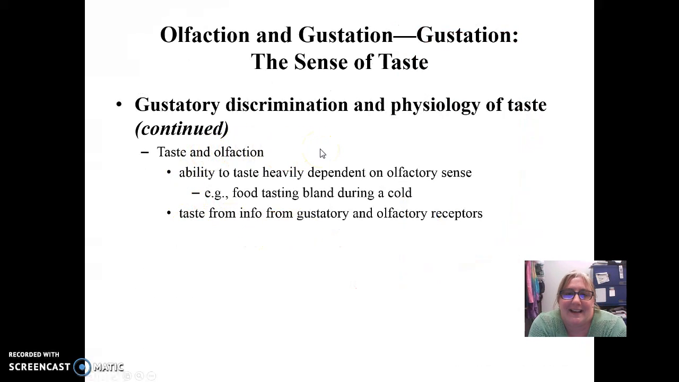Taste and olfaction go hand in hand. If you can't smell it, you're not going to be able to taste it nearly as effectively as if you were able to smell. This is why when you have a cold, typically food doesn't taste as good and you're not as hungry, even though most of the time people say you need to eat to gain more energy so that you can fight off the infection. But you're not that hungry because food doesn't taste that good when you can't smell.